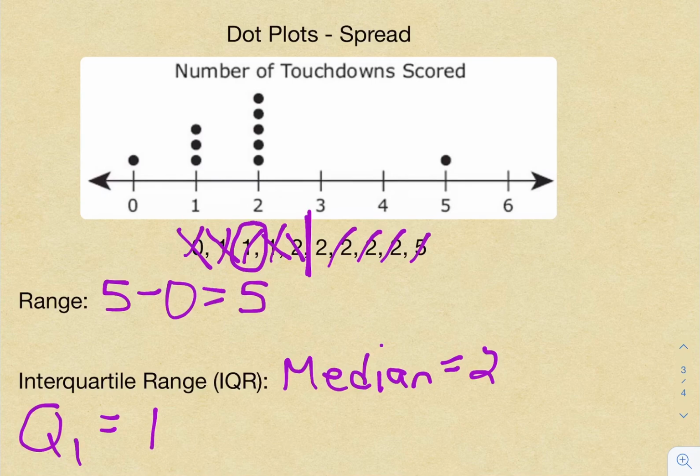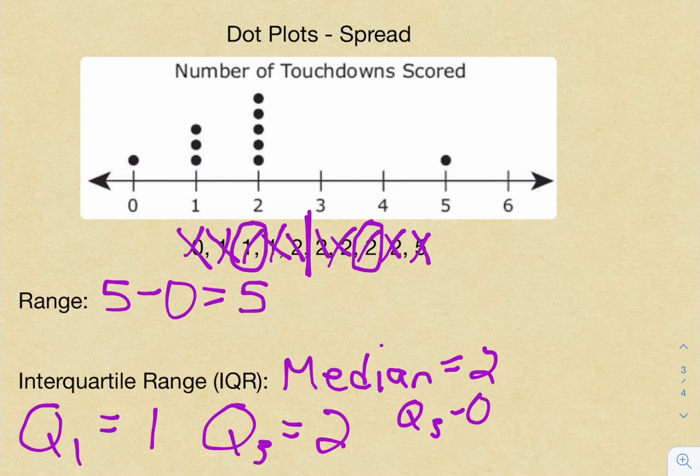What do we need to find next? Next, we're doing the same thing, but we're looking at quartile 3, which is the median of the upper half of our data. So now we mark out, mark out, mark out, mark out, and we have 2. What is our last step to find the interquartile range? Our last step is to subtract quartile 3 minus quartile 1, which would be 2 minus 1, which equals 1. So in this set of data, we have a range of 5 and an interquartile range of 1.